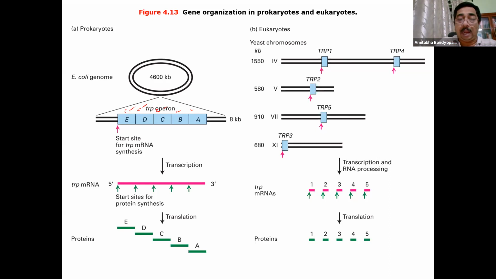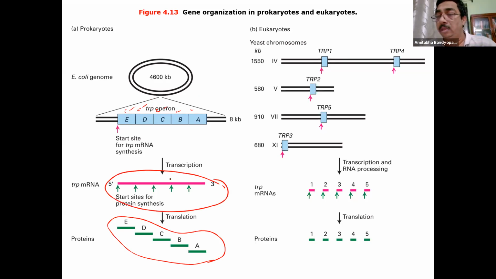It will be transcribed as one RNA, a polycistronic RNA. Polycistron is what you call an ORF, okay? A polycistronic RNA, and from there all the 5 proteins will be made. Okay? So if the cell is permitted to make this polycistronic RNA for tryptophan biosynthesis, then all the tryptophan biosynthetic proteins will be made. But in eukaryotes, as I explained to you earlier, polycistronic RNA is not made.